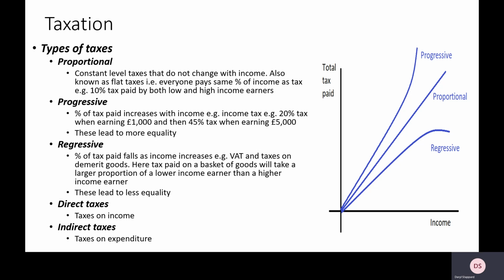Now, what we can then also see is taxes as either proportional, progressive, or regressive. Now, a proportional tax is, as incomes increase, you pay the same proportion of your income as tax. So, for example, if somebody earned £10,000 per year and they paid a 10% tax, well, they're paying £1,000 tax. Someone earning £20,000 per year might pay £2,000 tax. Well, as a proportion of what they earn, it's exactly the same.